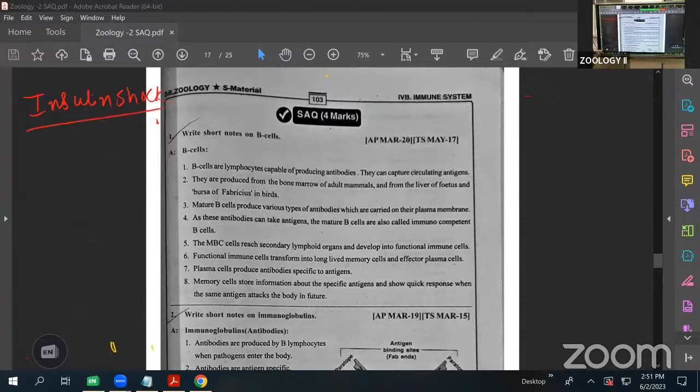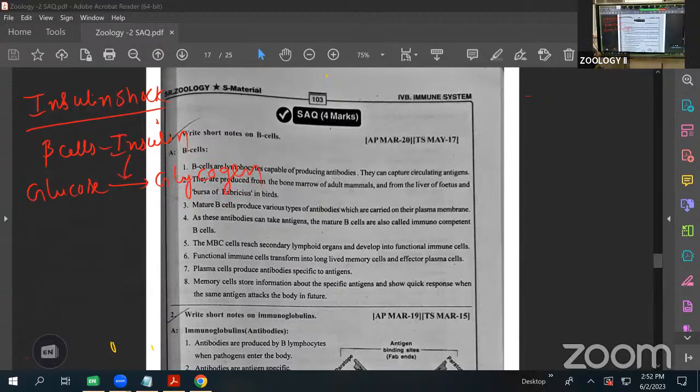What is insulin? Hyposecretion of insulin causes diabetes mellitus. Which cells in the pancreas produce it? Beta cells. Inside the pancreas, the islets of Langerhans have beta cells, and they mainly produce the hormone insulin. What is the function of insulin? When glucose is high in the blood, it is converted into glycogen and stored in the liver in the presence of insulin.